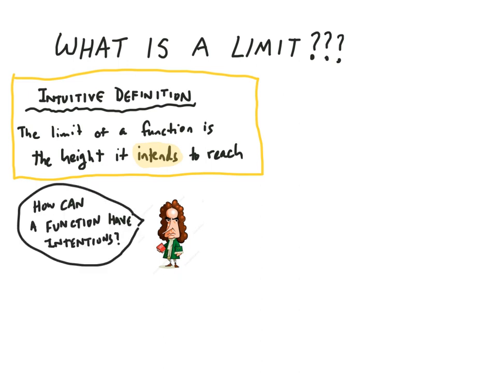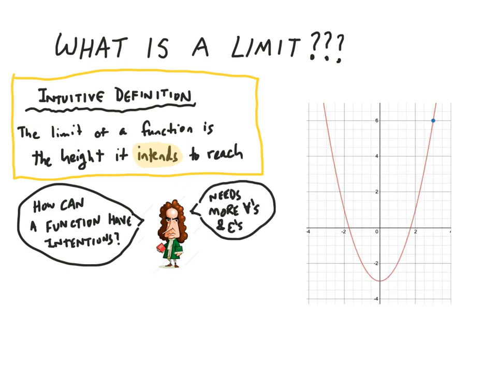To a mathematician, a word like intend is unacceptable because it's too vague and it isn't clear what it exactly means. But for our purposes, it's good to get us started. So let's take a look at an example.